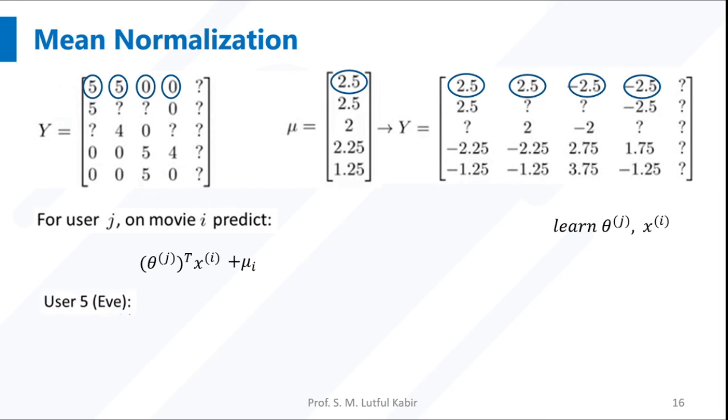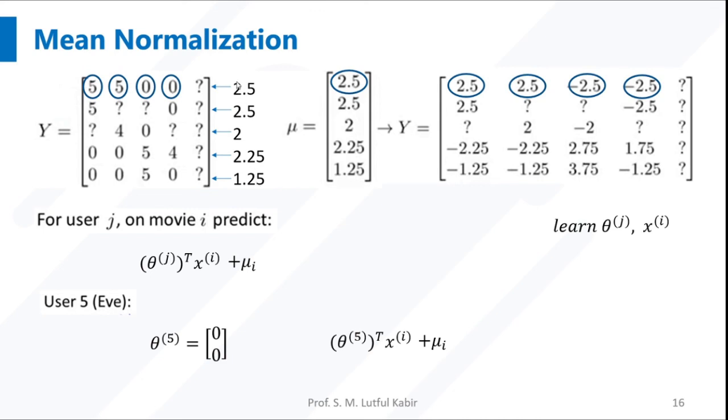So for user number 5, Eve, the name of the user is Eve, theta 5 comes out as 0 0, as we explained in the previous slide. If I apply this equation for theta 5, the equation will be like that. Since this term will be 0, mu i will be the values for the different movies. So these are the ratings of the movies, and this is reasonable because he has not rated any movie, so automatically we expect that the average of the other ratings should be the rating for his choice. So these are the predicted ratings for the user who has not rated any movie.